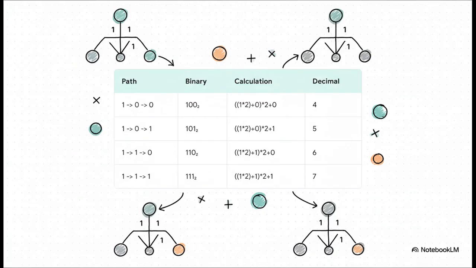And this table just lays it all out nice and neat. We already did the first one, right? The path 100 gave us 4. Now look at the next one, 101. That gives us 5. Then you've got 110, which turns into 6. And finally, the path 111 becomes 7. It's that same multiply by 2 and add logic over and over again for every single route you can take down the tree.